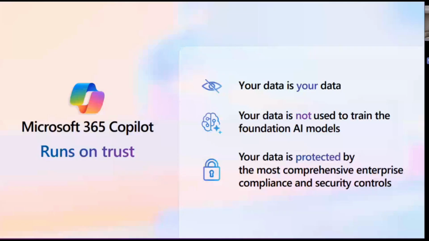Microsoft claims that it runs on trust, meaning your data is your data; they're not using your data to train their AI models. Every company is afraid of using ChatGPT or any AI tool and models, but Microsoft claims it's more secure and more protected in its comprehensive enterprise compliance and security models.